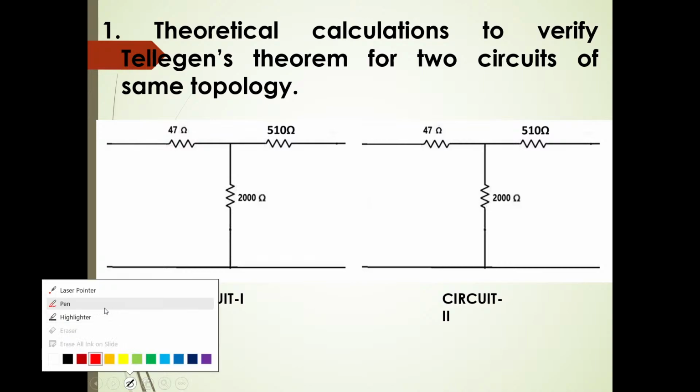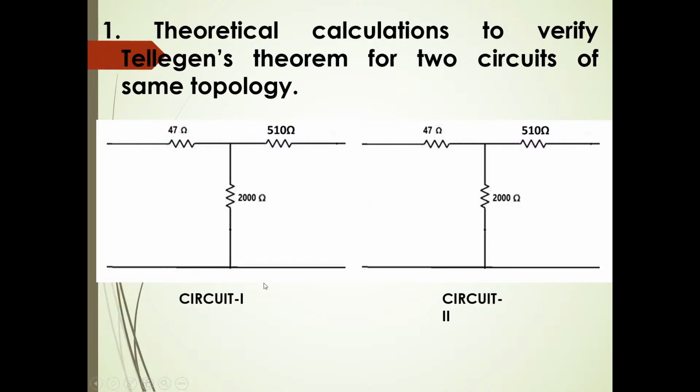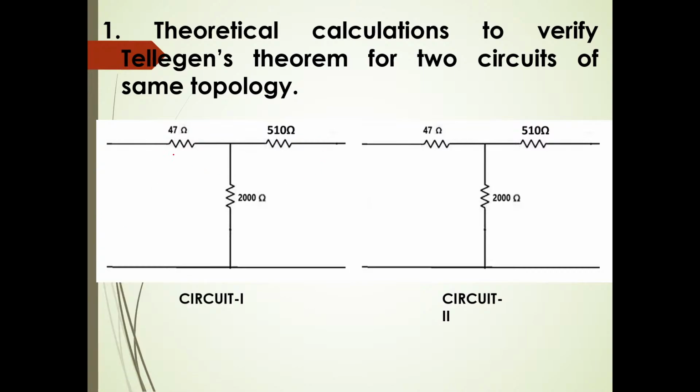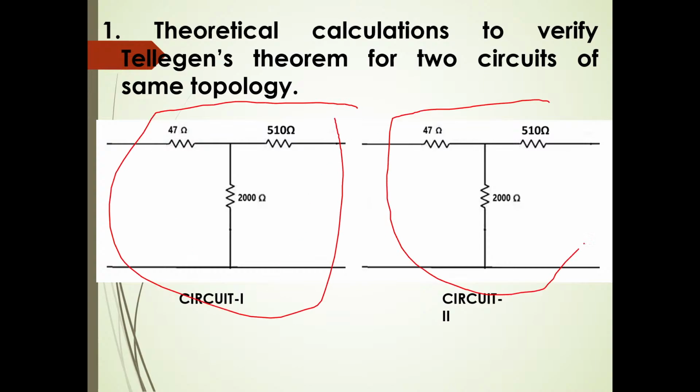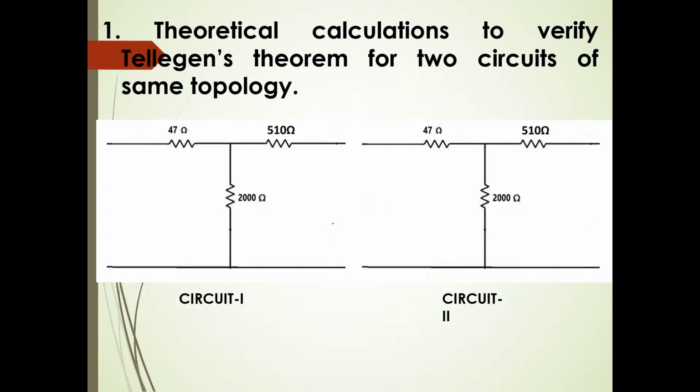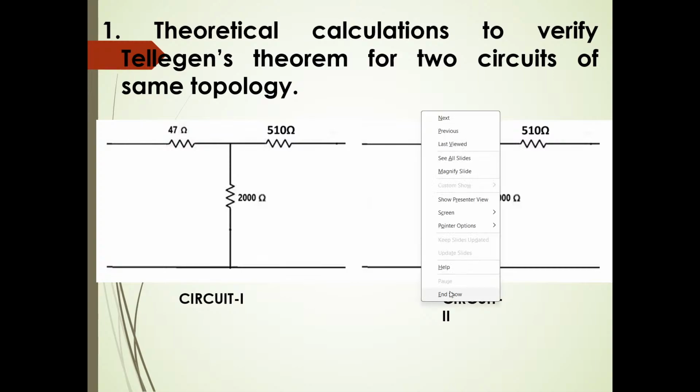So here we are going to take two circuits of the same topology. If you see carefully, these two circuits are T networks. This is a T network. This is also a T network. You can see 47 ohms, 47 ohms, 510 ohms, 510 ohms, 2000 ohms and 2000 ohms. So both circuits have the same parameters, and both circuits are similar circuits.